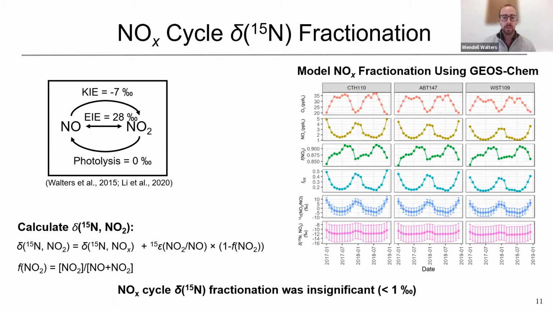So we have modeled the relative role of the different isotope effects associated with NOx cycle fractionation using GEOS-Chem output. And here I want to draw your attention to the bottom panel, the figure on the right, which showcases our modeled delta 15N NO2, which indicates that while there is this minor seasonality, overall the fractionation was really small, typically less than 1 per mil. And I think we can conclude that for our study sites, the NOx cycle fractionation really played an insignificant role on fractionating delta 15N.